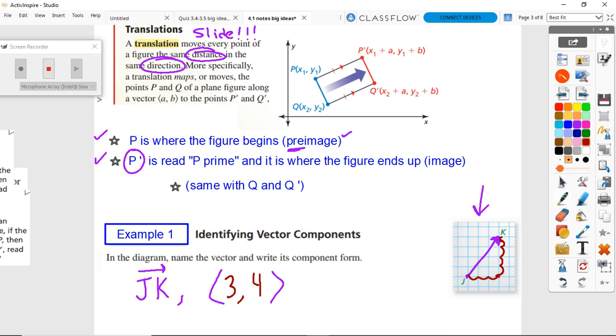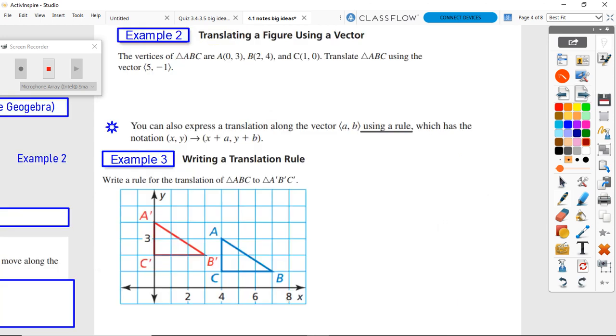Second example. And this is what you're going to use a vector for. The vertices of a triangle are listed here, A, B, and C. Translate A, B, C using the vector. Aha, so now it's telling you to slide it. So when I see this, it's telling me 5 to the right, and that is telling me to go down 1. So 5 to the right, and then down 1.